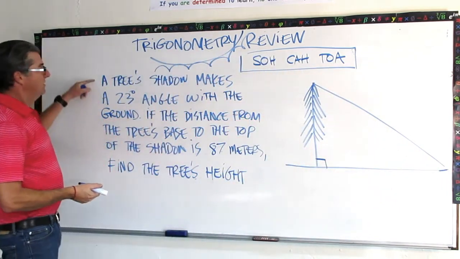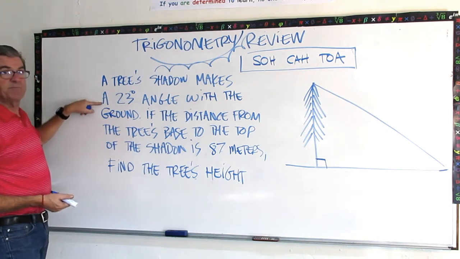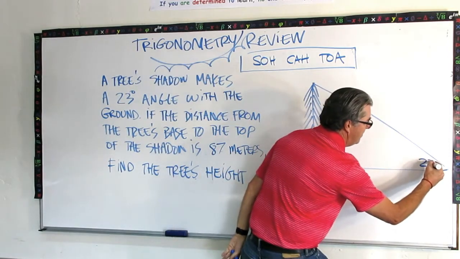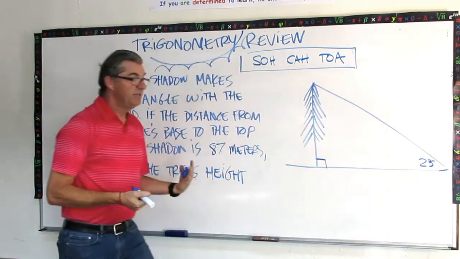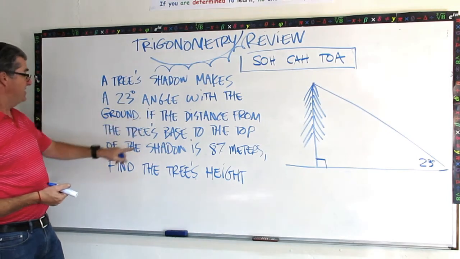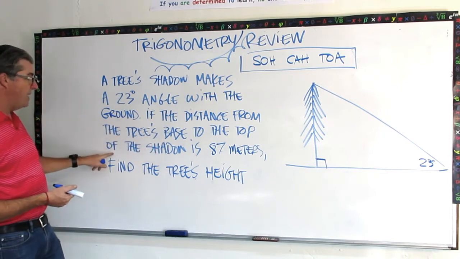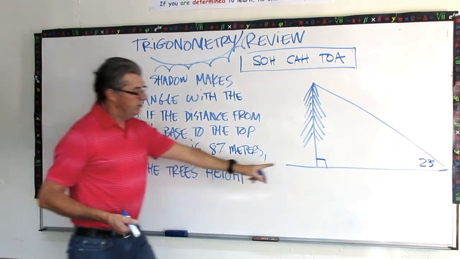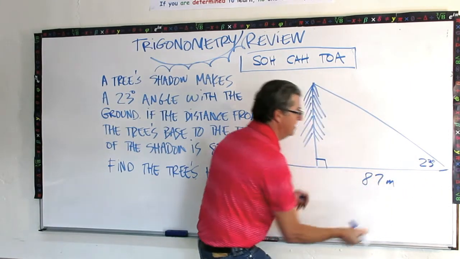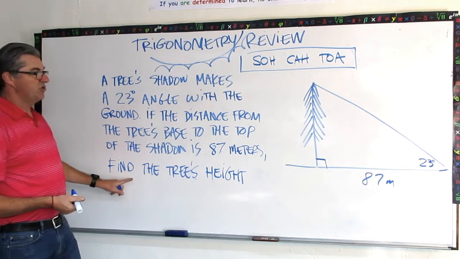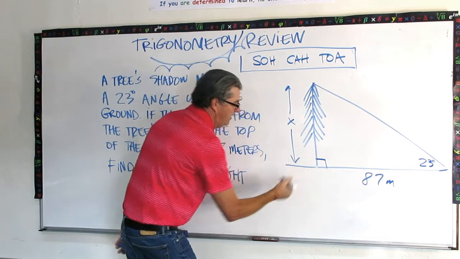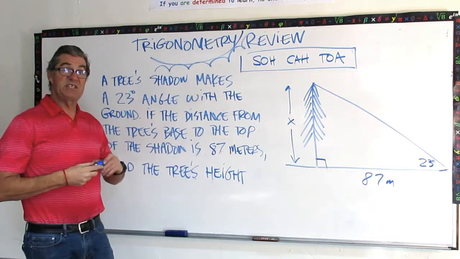Okay? So a tree's shadow makes a 23-degree angle with the ground. That's right here. That's the angle that the shadow makes with the ground. So I'm marking up my diagram. If the distance from the tree's base to the top of the shadow is 87 meters, tree's base, top of shadow, 87 meters. Find the tree's height. So that would be here. That's our x. Okay?